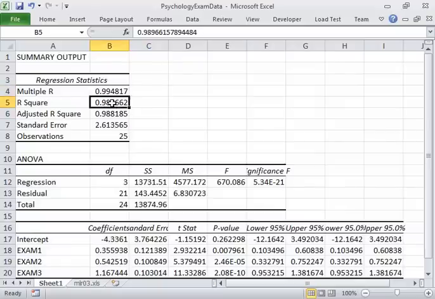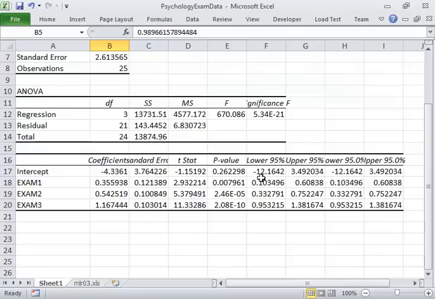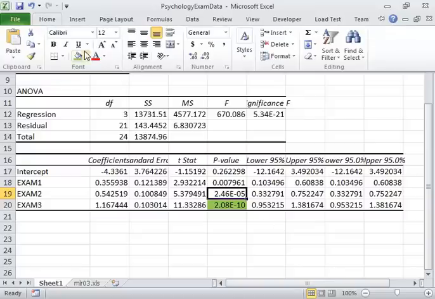Our R squared, which tells us the amount of the variation in the data that's explained by this equation, is 98.9%, which is awesome. So we like this regression as far as that's concerned. Our p-value for exam 3 is 2.08 times 10 to the negative 10, which is a very low score, which is awesome. Our p-value for exam 2 is 2.46 times 10 to the negative 5, which is also very low, though not quite as low as the p-value for exam 3, which is also very awesome.